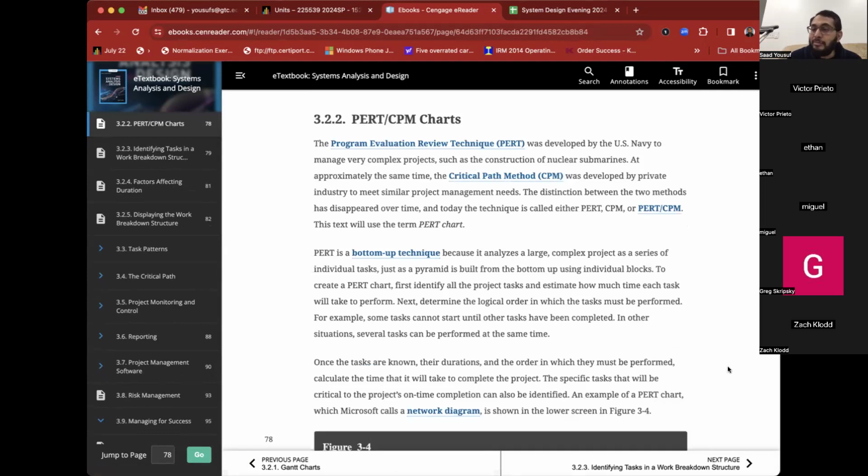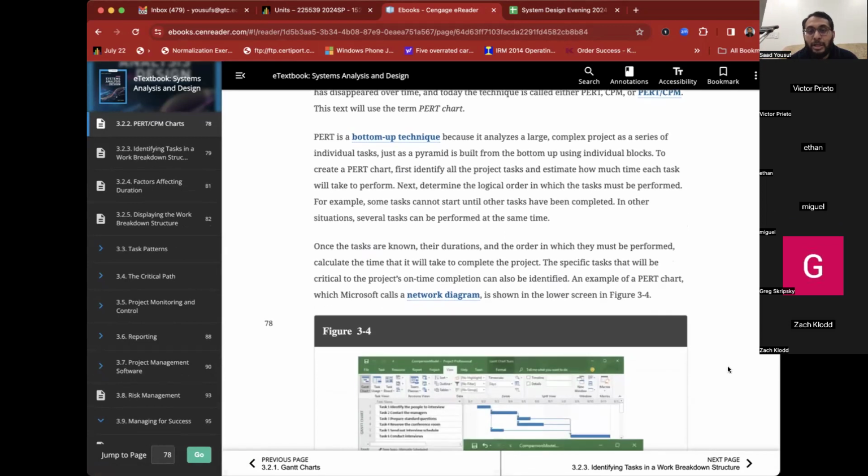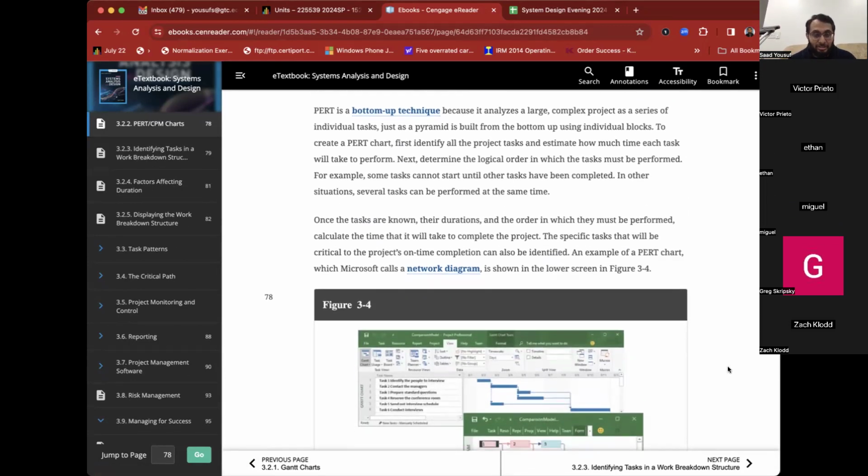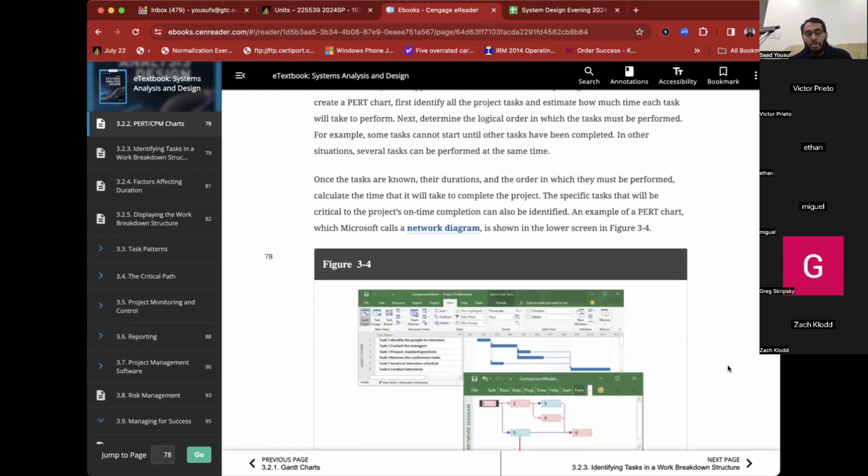PERT, which is Program Evaluation Review Technique, was developed by the US Navy, and the Critical Path Method, CPM, was developed by private industry. Their idea was very similar. So over a period of time, they merged into one idea. So we call it PERT/CPM. Some people prefer to call it just PERT. Some people prefer to call it just CPM. PERT is a bottom-up technique because it analyzes large complex projects as a series of individual tasks. And just as a pyramid is built from the bottom up using individual blocks, that's exactly how PERT thinks.